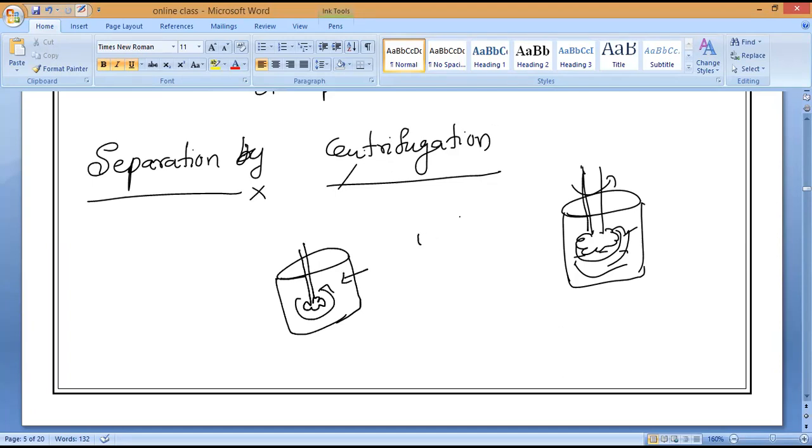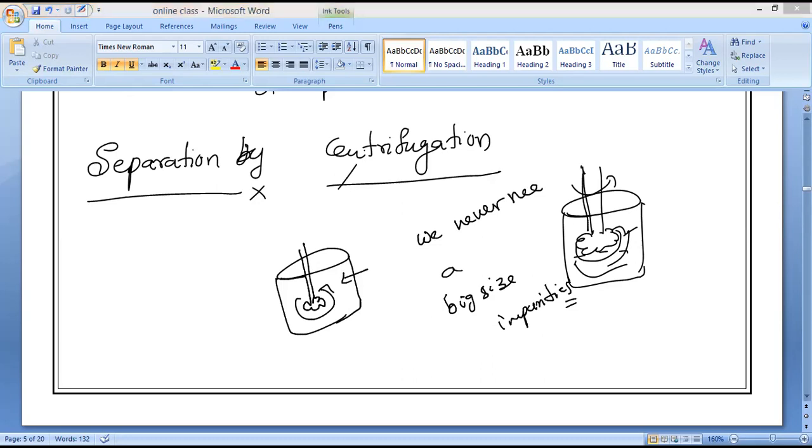We will never see big particles. We never see big size impurities. Do you understand, all of you? They are like insoluble suspensions. Understanding? They are suspended particles of a substance. They are very, very small. They are floating continuously. They will neither come up nor settle down. So that is called suspended particles.